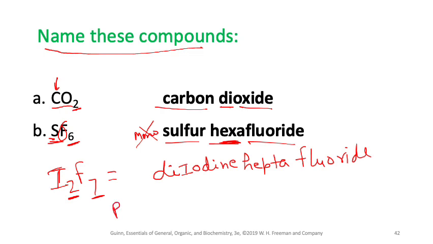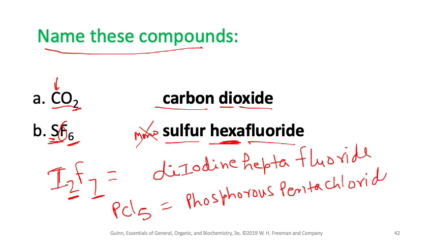Let's do one more. PCl5. Phosphorus is a non-metal, chlorine is a non-metal, so we just write phosphorus. 5 is penta, chloride. So this is how you know. Even though we have one phosphorus, we usually don't write mono for the first non-metal. So phosphorus pentachloride. This is how you name any covalent compound.